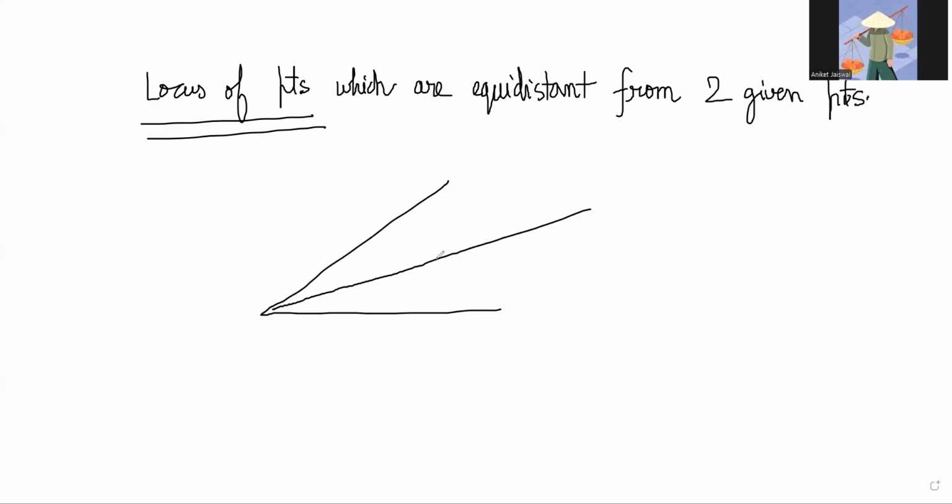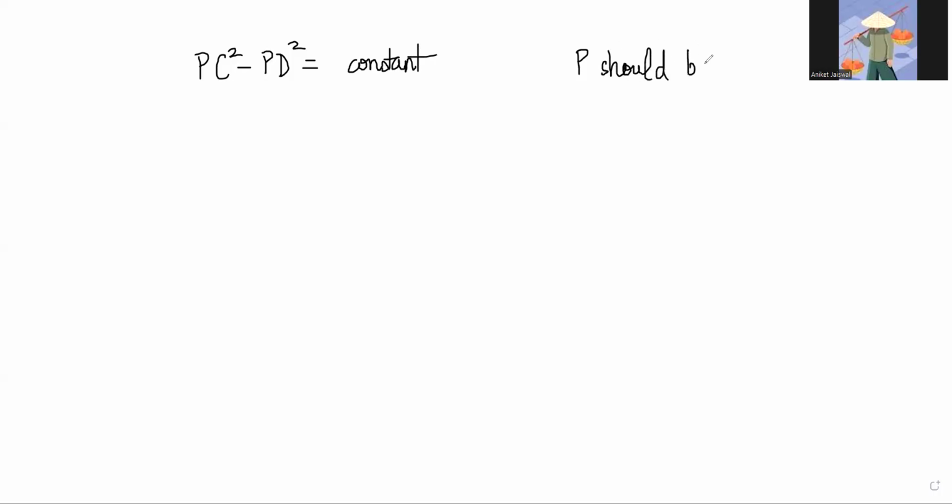Angle bisector. So it's just a word that is used to explain what path has to be followed so that some condition is always true. Right now we are saying locus of point such that PC square minus PD square is constant means P should be on a line perpendicular to CD. I hope everything is clear now.